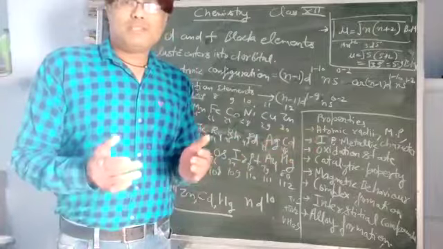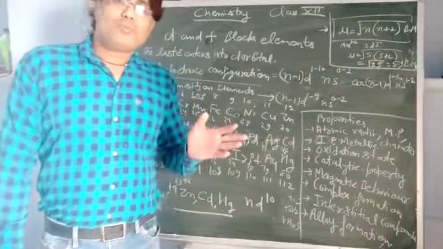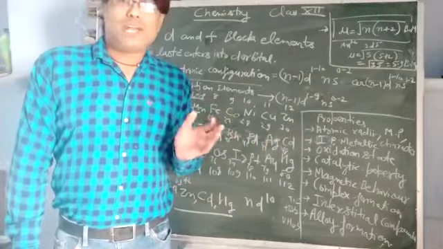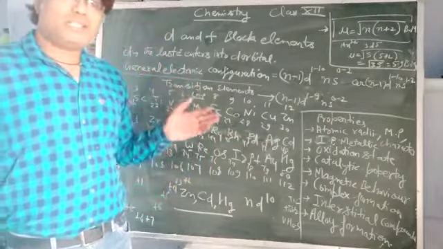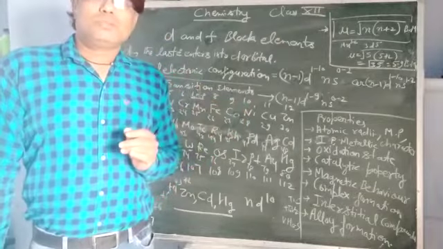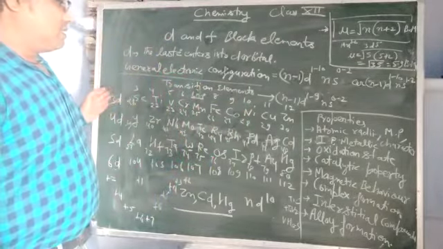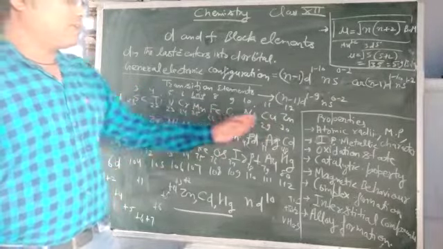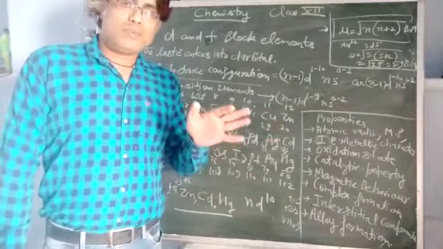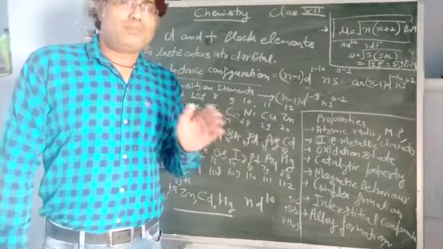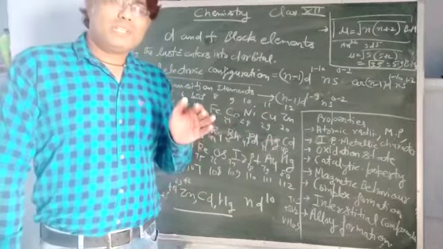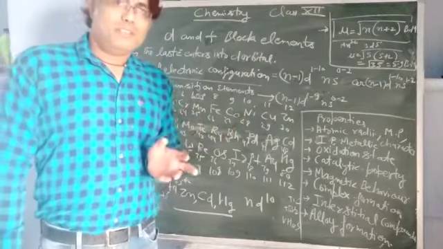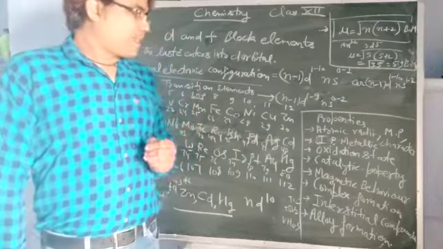Now next, IP. You know, IP is the amount of energy which is required to remove the most loosely bonded electron from what? A gaseous isolated atom. IP also depends on atomic size and atomic number. If we move from left to right in this series, there is an increase in the atomic number, so there should be a decrease in the atomic size and an increase in the ionization potential. But there is not so much increase in the ionization potential from left to right, because there is again the screening effect which is working there.